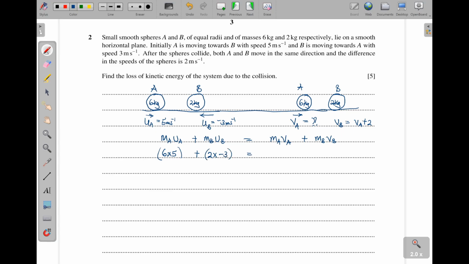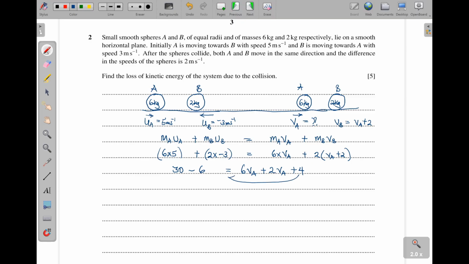And then this way we shall have 6, then times, let's say VA, and then plus the mass of B is 2. Okay. Then the velocity of B is VA plus 2. Now we have to make VA the subject of the formula. This one is 30 minus 6. Then it is going to be equal to 6 of VA. Then we open the brackets. This is 2 VA, then plus 4.